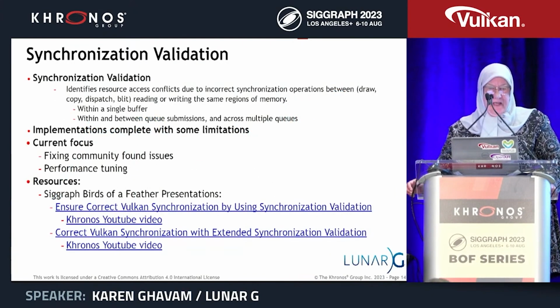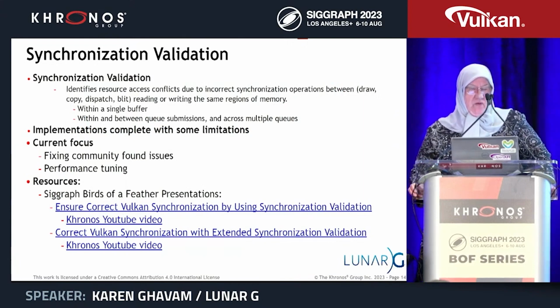So synchronization validation. Synchronization, we know, is identifying access conflicts due to incorrect synchronization operations. And we can do it within a single buffer. We can do it within and between queue submissions and across multiple queues. The implementations are complete. There are some limitations, such as timeline semaphore. We have not yet implemented synchronization validation for that. It's very difficult and a very big project. We're currently focused instead on let's fix any community found issues so far with the synchronization validation, and let's tune it a bit performance-wise. It can also be pretty intense in performance, have some impacts on your application.